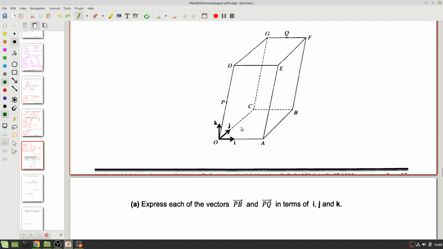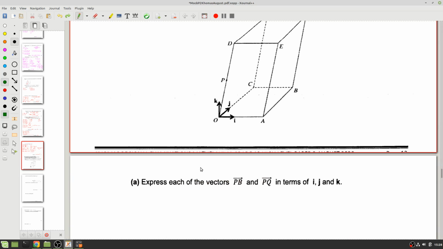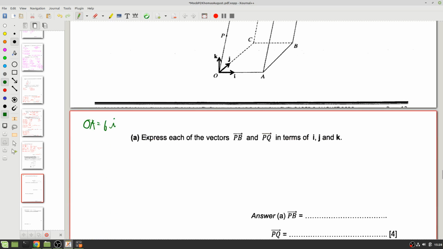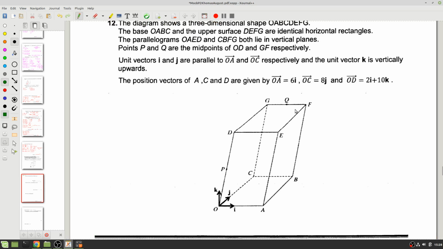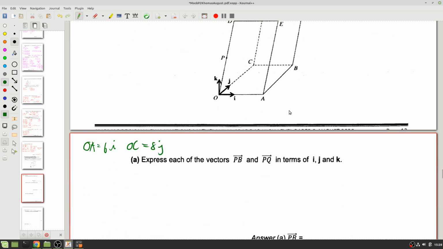Okay, so OA is 6i. I'm just going to write this down here. So OA equals 6i. OC equals 8j. And OD is 2i plus 10k. Great. Okay, so that's important to know.